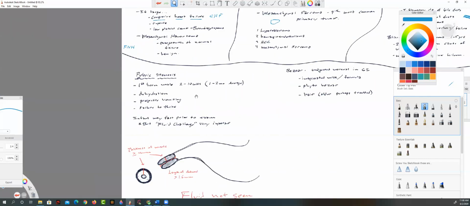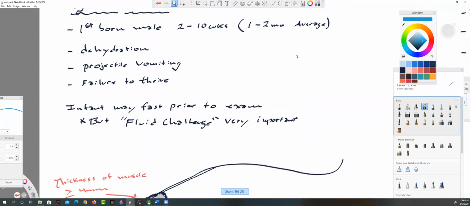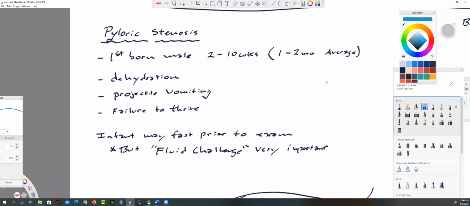Okay. Then there's pyloric stenosis. Here we take our time. Now, I know you guys have seen this a little bit in the video that I already sent. Oh, and I'll post some more videos. I can't post anything right now. Like I said, I'm behind.